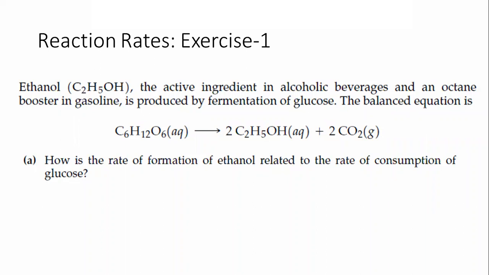Sir, 1 mole of glucose makes 2 moles of ethanol. 1 mole of glucose is making 2 moles of the ethanol. Very good. So any other one? What would be the rate? Which one is faster and which one is slower? Sir, ethanol is faster. Very good, tell me more. The rate of ethanol would be faster than the decomposition of glucose. That's good.